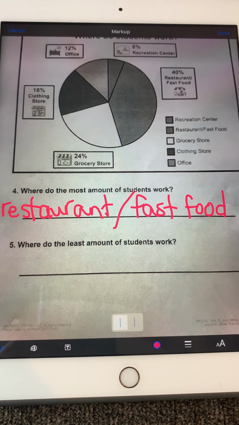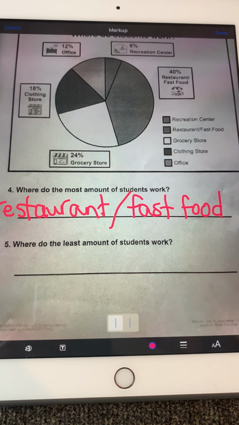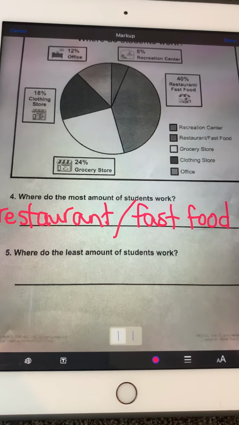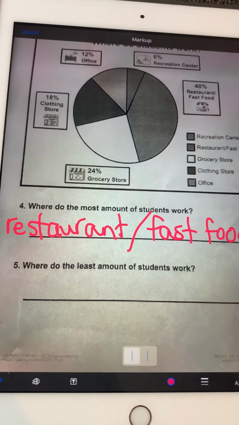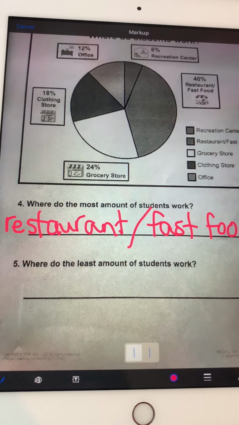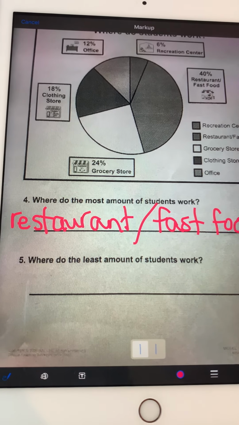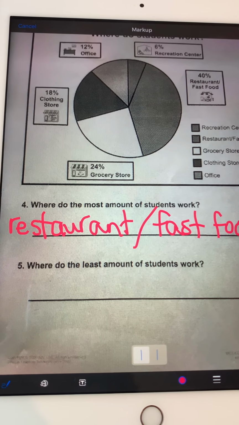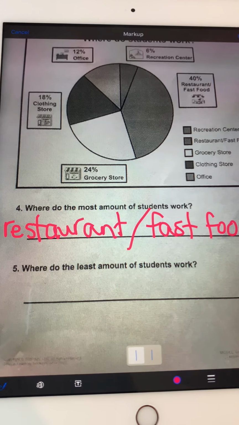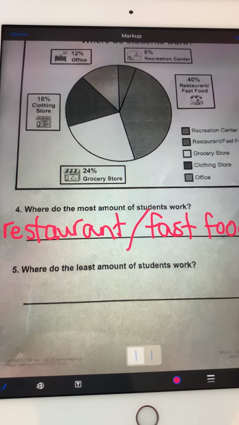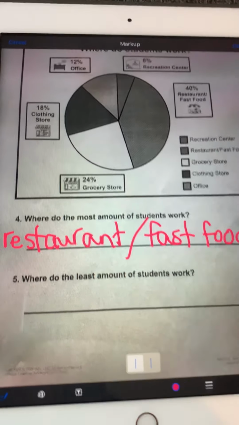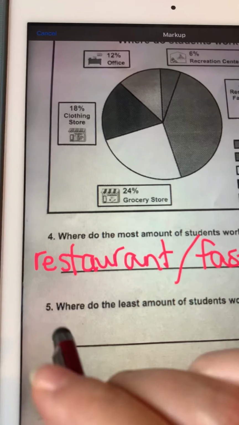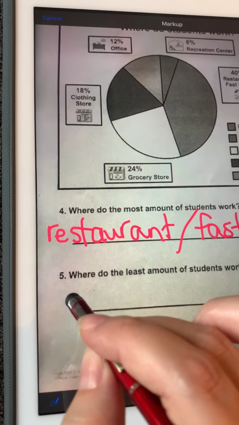And it says, where do the least amount of students work? So this time we have to find what is the smallest number. So is that going to be the 24, 18, 12, 6, or 40? The 6. So that's going to be the recreation center. And 6 is our lowest number. So down here we're going to write recreation center.